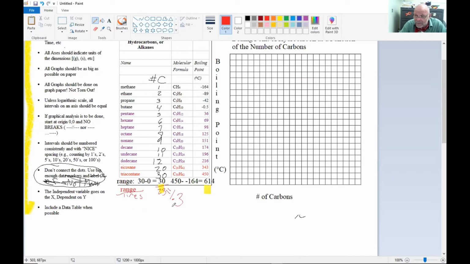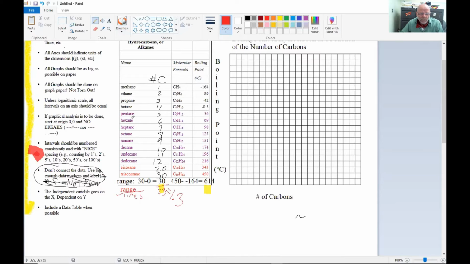Now that is not a nice number. 1.3. How do you even have a third of a carbon? You don't want to use that. If you look at the instructions on intervals here, it says the intervals have to be nice. 1.3 is not nice. It's got to go by 1s, 2s, 5s, or 10s. And it's got to be consistent.